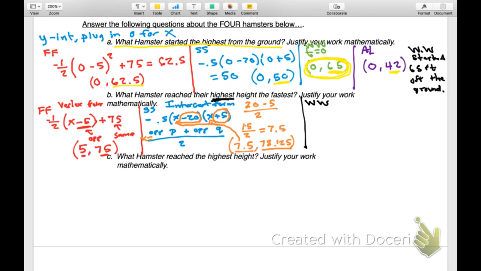our vertex, the y value of our vertex. Because remember, parabolas go in an arc shape. So for the Wiggling Wonder, his vertex is 2, 73. Okay, so after 2 seconds, he's 73 feet up in the air.